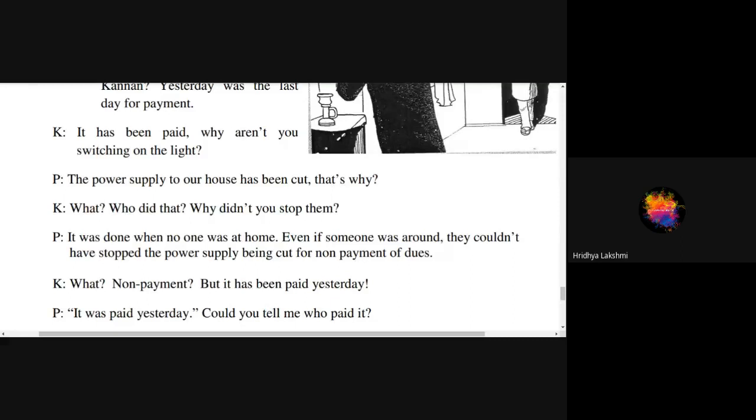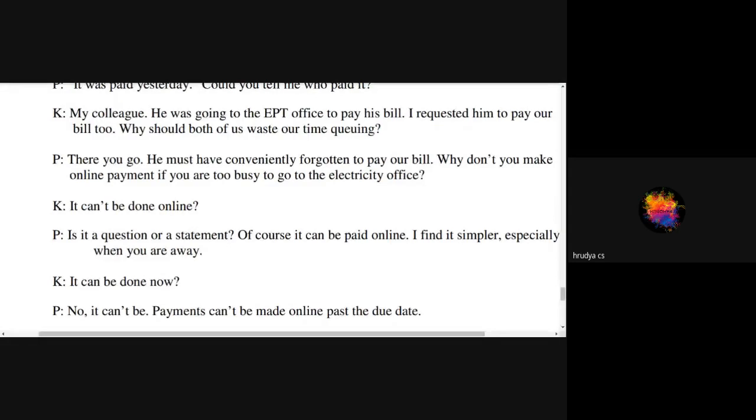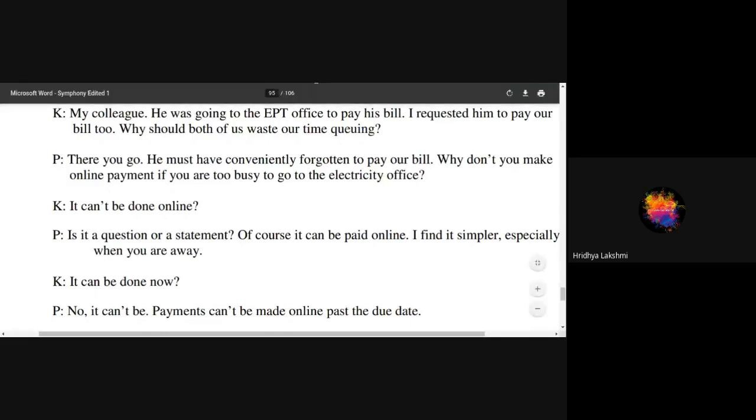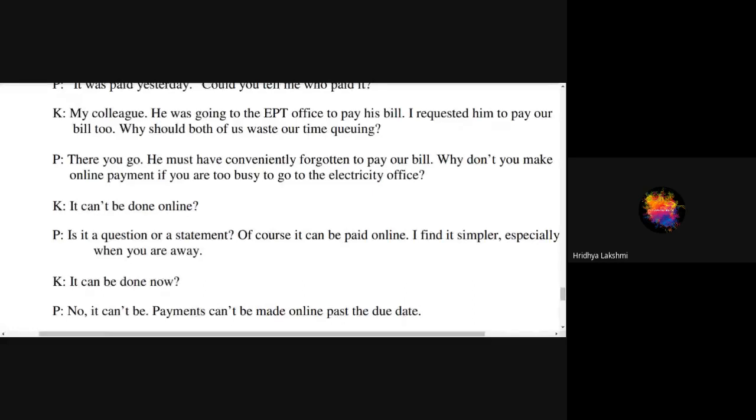Kannan: What? Who did that? Why did you not stop them? Priya: It was done when no one was at home. Even if someone was around, they couldn't have stopped the power supply being cut for non-payment of dues. Kannan: What's non-payment? But it has been paid yesterday. Could you tell me who paid it? Priya: Kannan, my colleague, he was going to the EB office to pay his bill. I requested him to pay our bill too. Why should both of us waste our time queuing? Kannan: There you go. He must have conveniently forgotten to pay our bill.